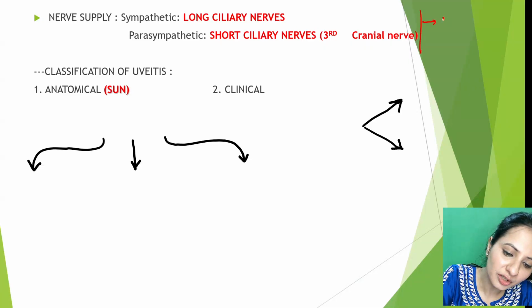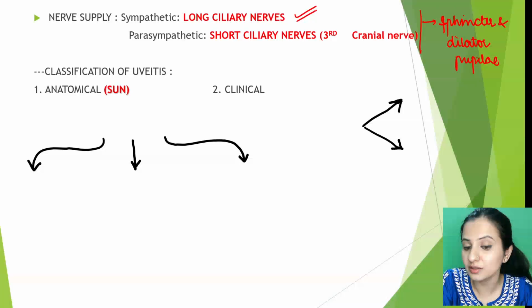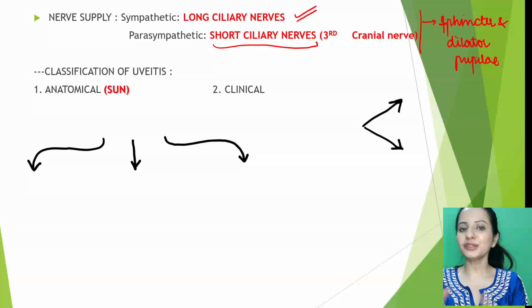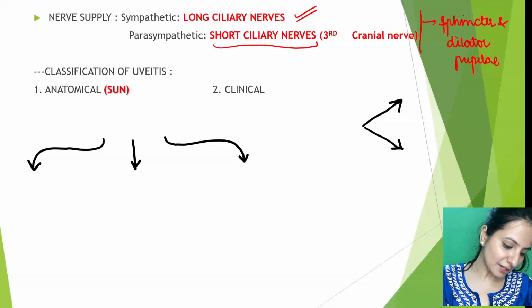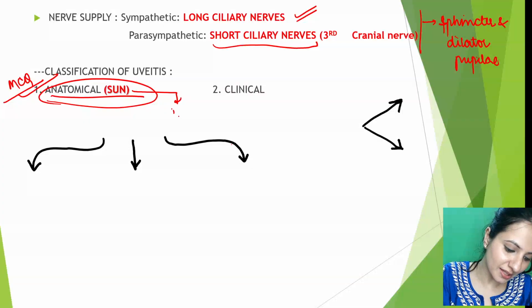Basically, this is referring to the sphincter and the dilator pupillae. The dilator pupillae gets its supply from the long ciliary nerve, and the sphincter pupillae gets its supply from the short ciliary nerve, which comes from your third cranial nerve. Then in the classification of uveitis, the one that is important according to your MCQ part is the anatomical or the SUN classification. Now, what does SUN stand for? SUN stands for the standardization of uveitis nomenclature.